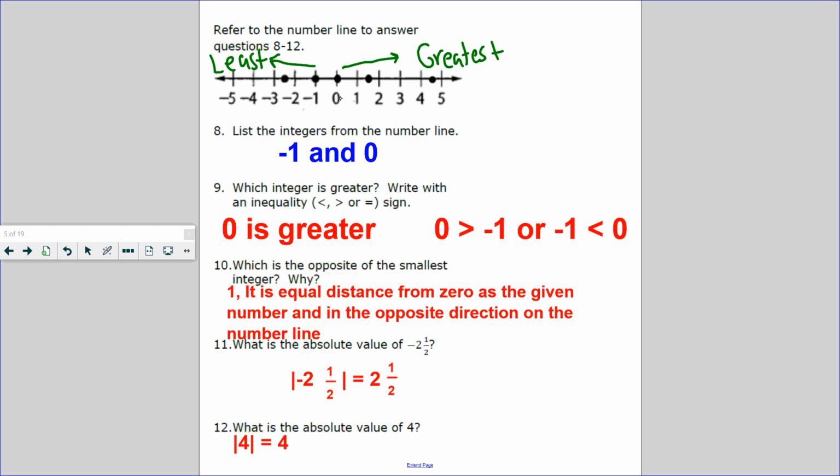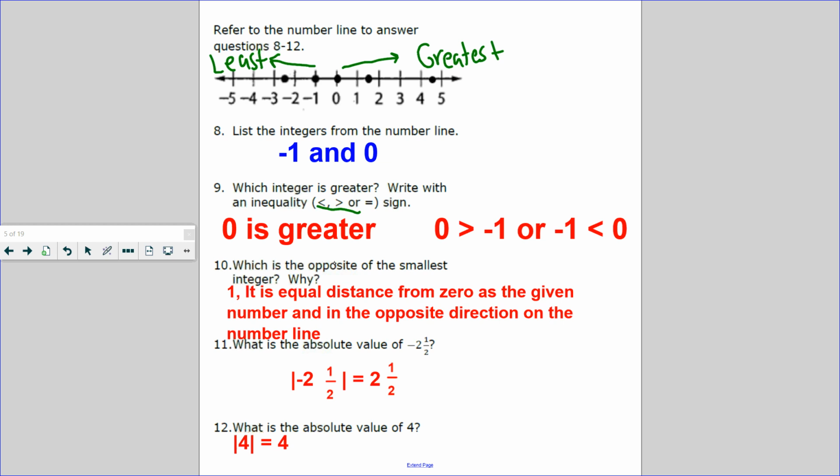Or another way to say it, if you have $0, this person owes $1. Who is greater? The person who just owes $0. So 0 is greater. Represent this with an inequality. There are two ways you can represent it. 0 is greater than -1, or -1 is less than 0.